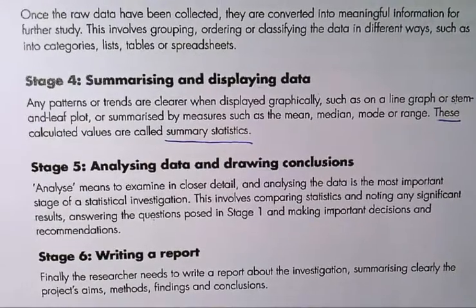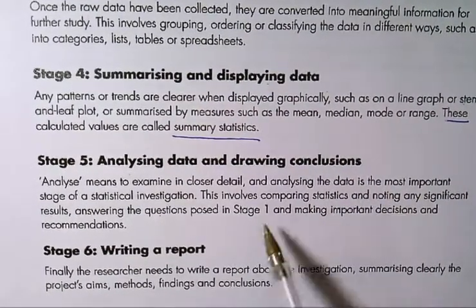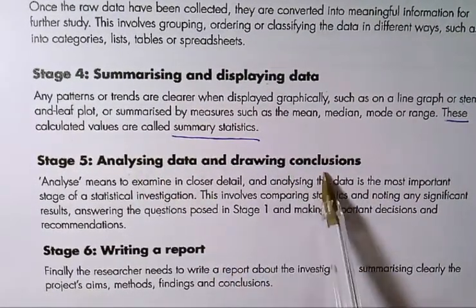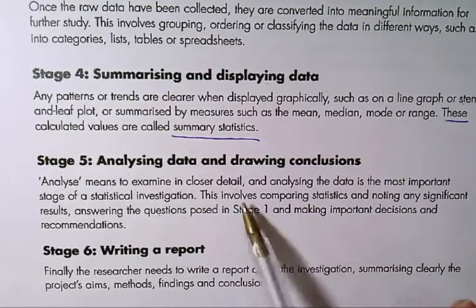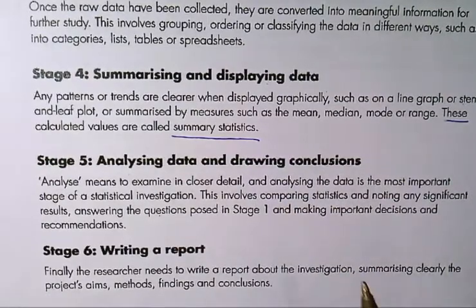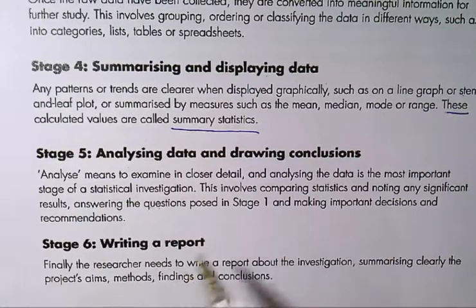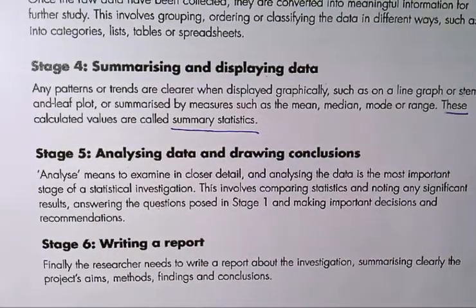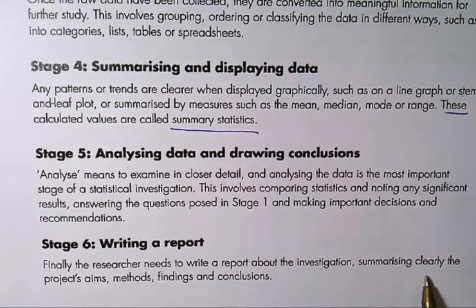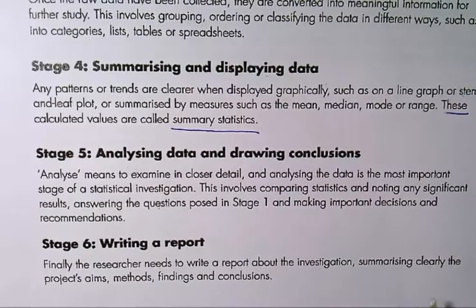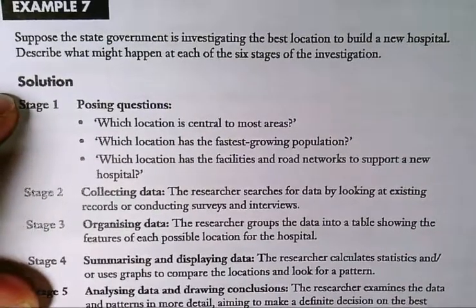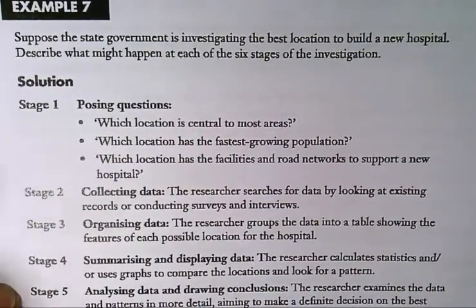Okay, and so that's like analysing and drawing conclusions. Then one can make important decisions and recommendations based on the data that you've collected. And the last step is to write a report. In that report, you'll summarise your aims, your methods, maybe tabulate your findings and write your conclusions. So here is an example looking at the 6 stages.